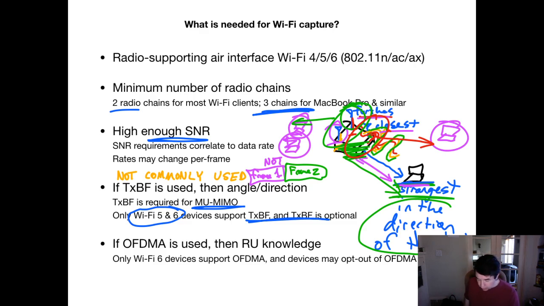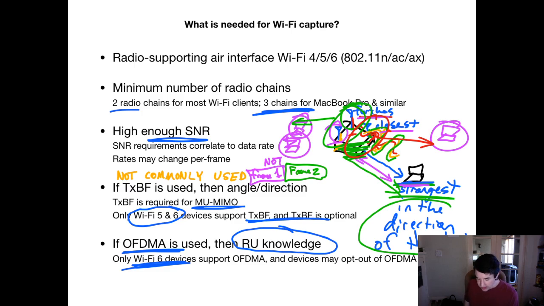And then this is for Wi-Fi 6 only, this last little part here. For Wi-Fi 6 only, if the Wi-Fi 6 OFDMA technology is used, then your capture device has to know about the resource units that a given client is using. It's a little bit of a complicated thing. We've talked about it in previous streams. I don't want to get too much into the weeds on it.